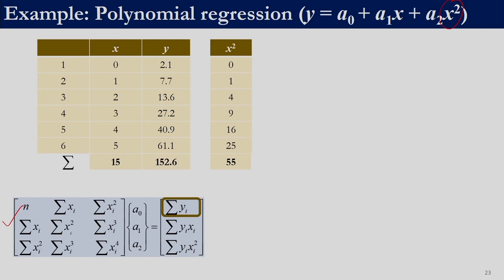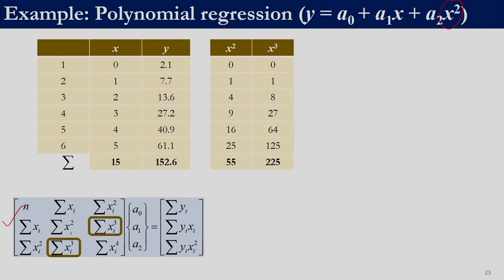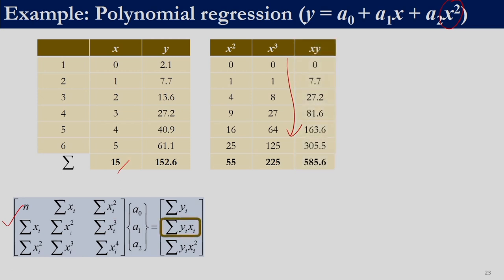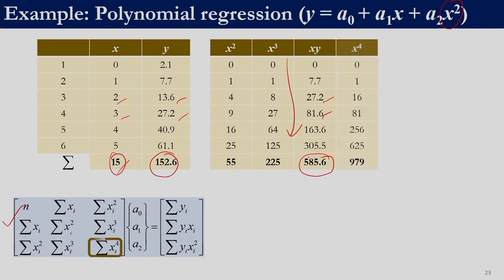We require summation of y, which is 152.6. Then we will require summation of x cube. We need to calculate this, and the summation of it is 225. And then we will require y into x. So y into x is again not 15 into 152.6. It is 0 into 2.1, 1 into 7.7, 2 into 13.6, 3 into 27.2, and then this has to be summed up. That comes out to be 585.6.